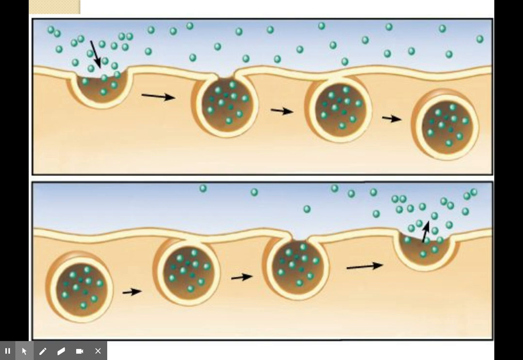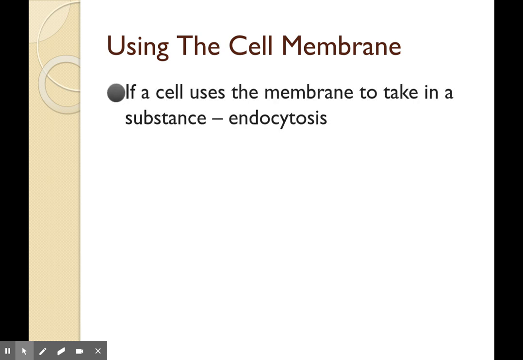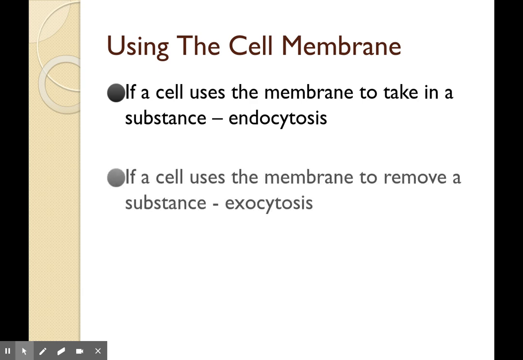The cells can also use this to have a very large substance exit the cell. So the vesicle will merge with the cell membrane because they're both lipid bilayers, so it's easy to merge. And then it will just kind of flatten out, and the substance can now leave the cell. So these have two fancy terms that we have to keep straight. When a cell is using the entire membrane to take in a substance, that is called endocytosis. And when a cell is using this technique to remove a substance, that is called exocytosis.